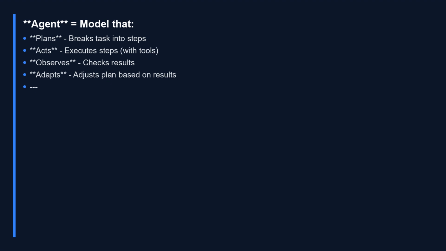It acts by executing each step, typically through tool calls. It observes by reading the result of each action, and it adapts by revising its plan when results are unexpected. That four-stage loop, plan, act, observe, adapt, is what separates an agent from a simple question answering system. You train it by providing examples where the model explicitly narrates its reasoning at each stage.